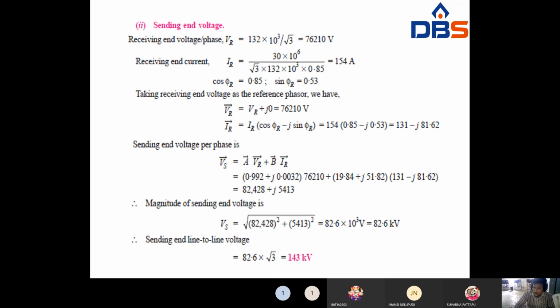Cos phi 0.85 gives sin phi as 0.53, right? We know VR is equal to VR plus j0, but we don't know IR. IR is equal to IR cos phi R minus j sin phi R. To determine the regulation, we have to use this format. For ABCD constants, we directly utilize the formulas.